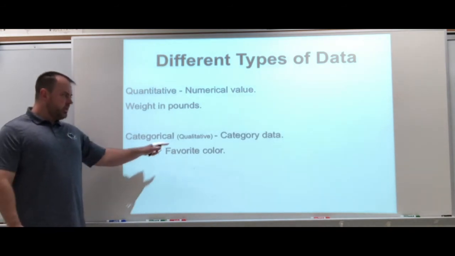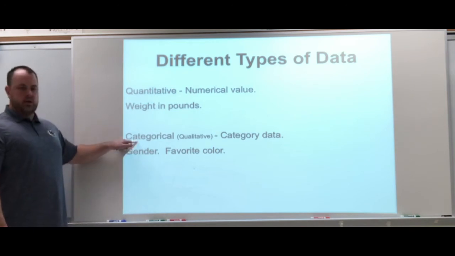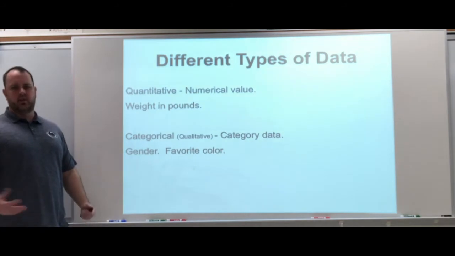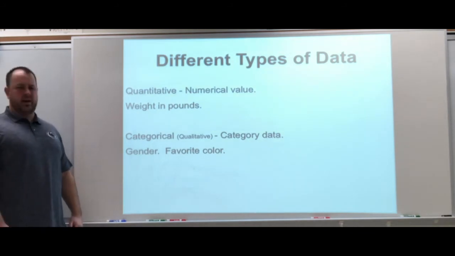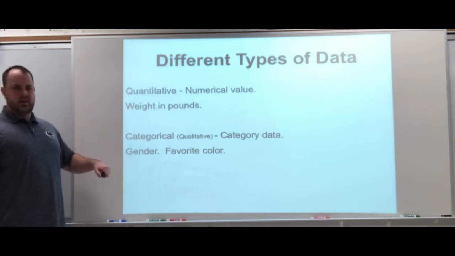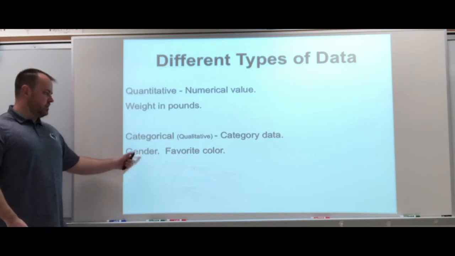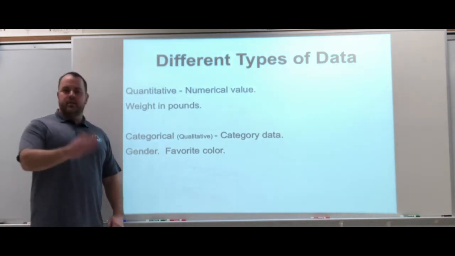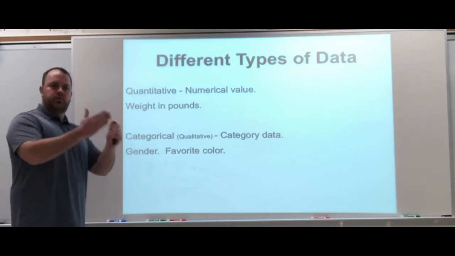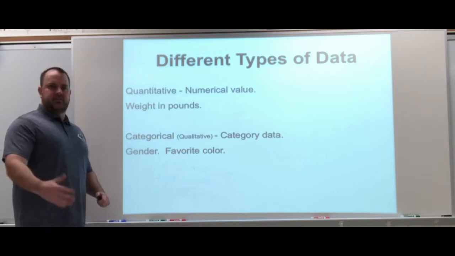Now, categorical also can be called qualitative data. The reason I like to call it categorical is because quantitative and qualitative are very similar to each other. They look and sound similar to each other, writing them out. So I like to let people use categorical in this case. Categorical data is just being able to fall into one of our categories, like gender or favorite color. It's not a continuous set of information, but you're going to fall in some class or category instead of a list of numbers.